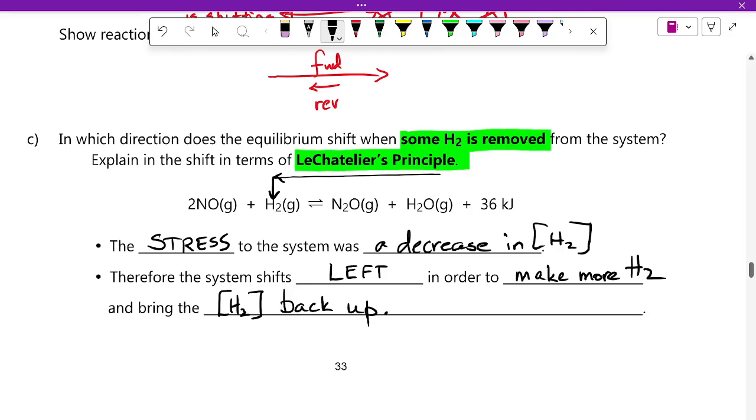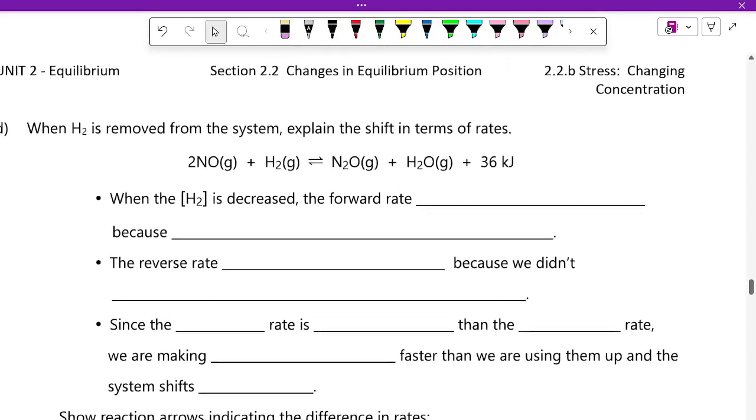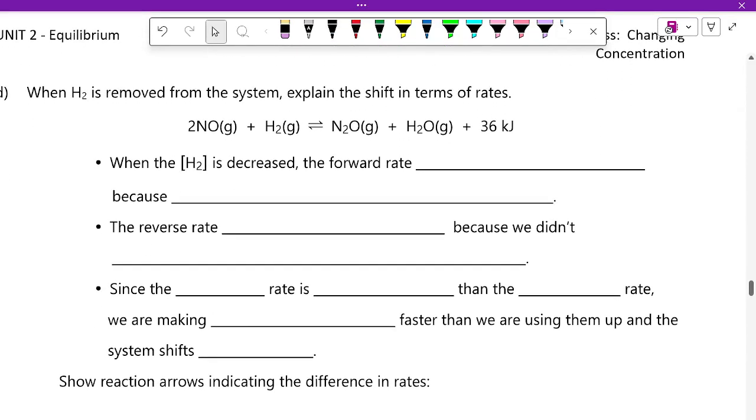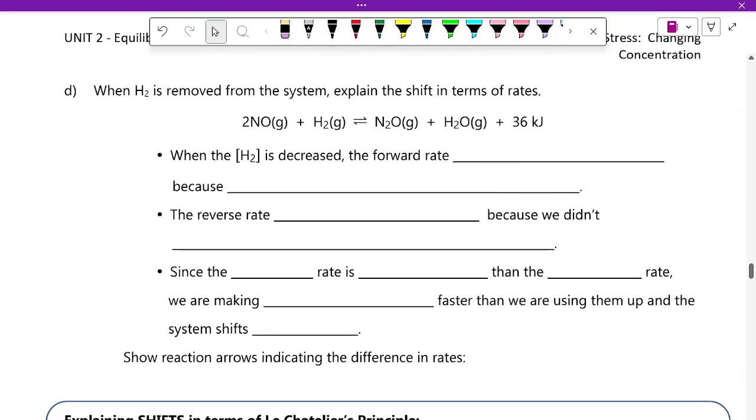Okay, you should be practicing how to write these explanations. Just straight up writing it without filling in the blanks. There are going to be practice exercises in here, okay? All right, try this one while filling in the blanks. When H2 is removed from the system, explain the shift in terms of rates.